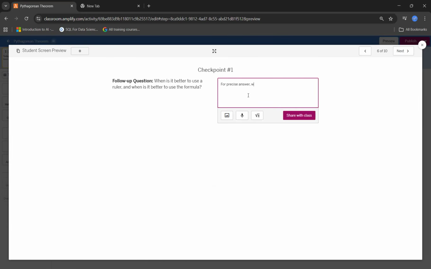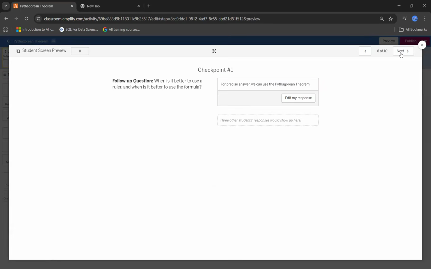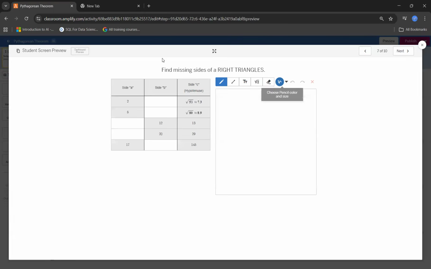We can use the Pythagorean theorem. Okay, and maybe the ruler is just for approximate. So I can share it with class and I can go to the next page. Then we have the missing sides of a right triangle. So how are we going to calculate this one?